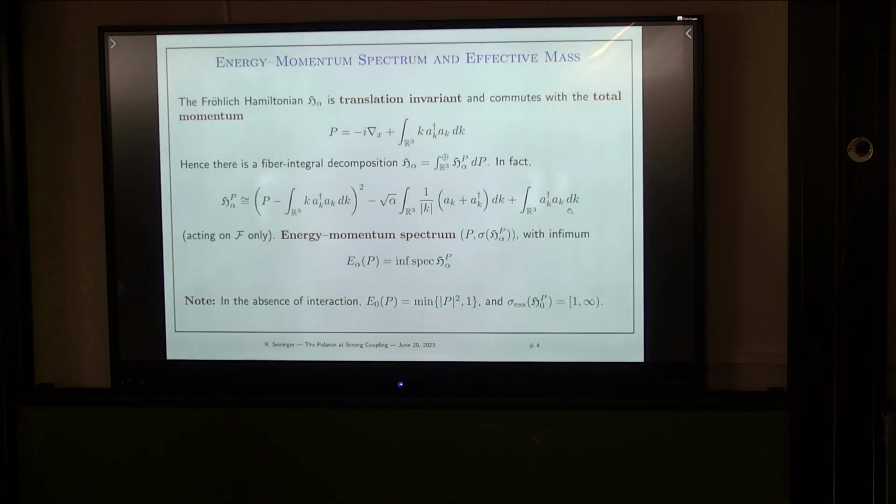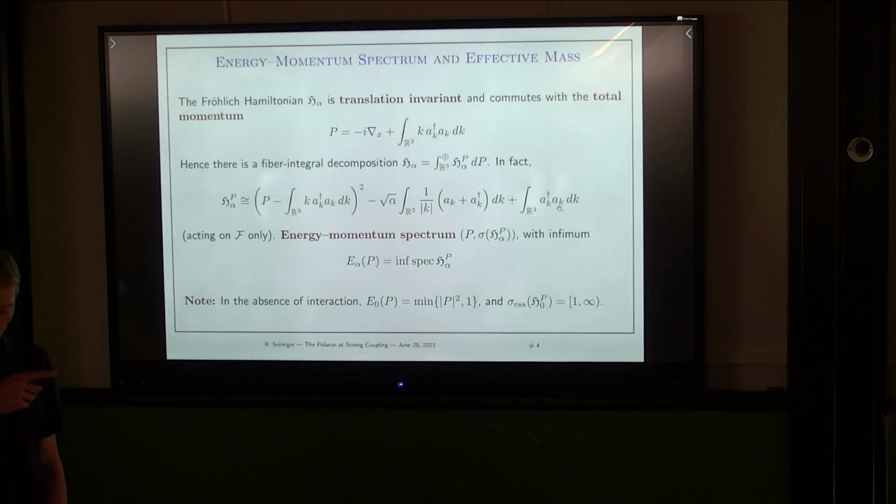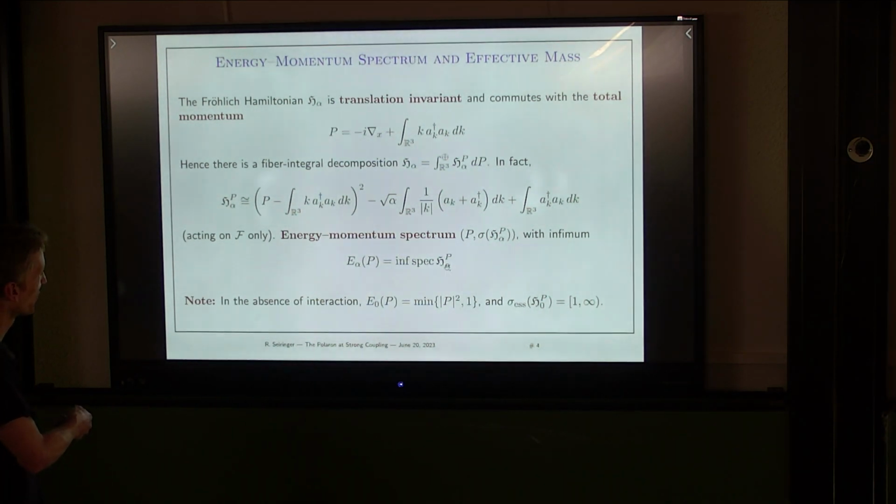Right? And the energy momentum spectrum is simply, for every momentum P, you look at the spectrum of this operator H_P. And in particular, you can look at the curve of the lowest possible energy at given momentum, which is simply E as a function of P, the infimum of the spectrum of H_P.